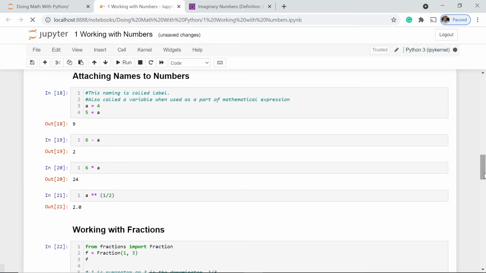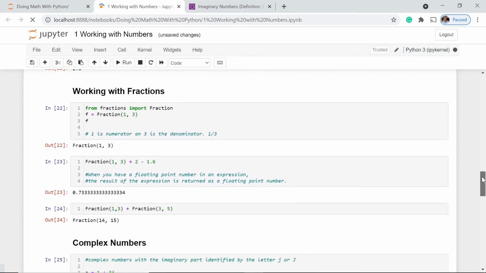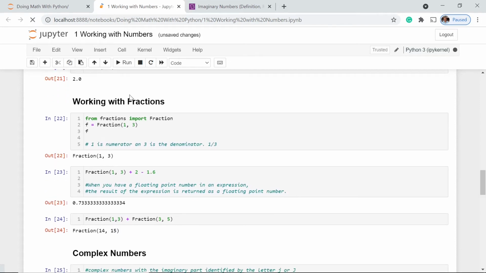So what about fractions? How do we deal with fractions? The first thing we're going to do is import the module fractions, so we are able to do the operations of fractions. From fractions import Fraction, then f. So we have a certain name, and we attach a value to that: Fraction, where 1 is the numerator and 3 is the denominator. That will give us 1 over 3. When we execute this code, we will be given Fraction 1 over 3.